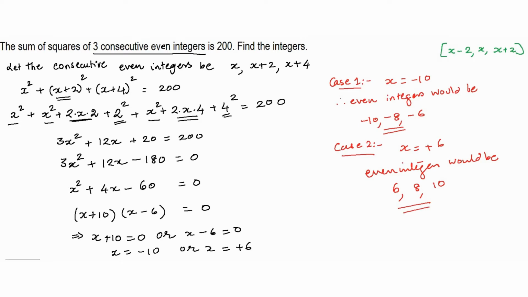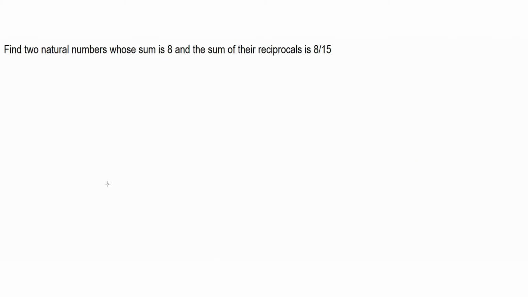Moving on to the next question. Find two numbers whose sum is 8 and the sum of their reciprocals is 8 by 15. So I would simply start off saying let the numbers be x. If the first number is x, then out of 8, one number is x, and therefore the other number is going to be 8 minus x, right?